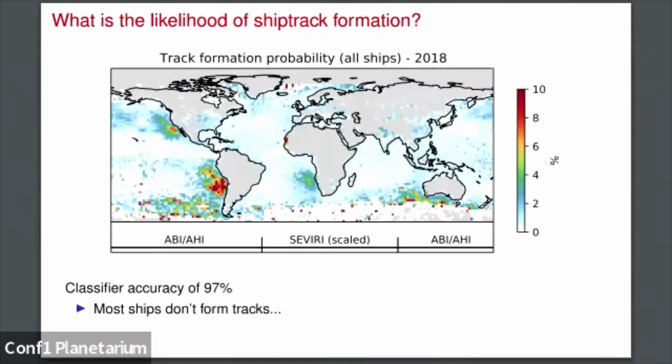Now, we get a really high accuracy of 97%, but most ships don't form tracks. So you get a pretty high accuracy just by saying no ships form tracks. A better measure of this is the precision and recall, and we do reasonably well at those. So we get a fairly low number of false positives and a fairly low number of false negatives as well.